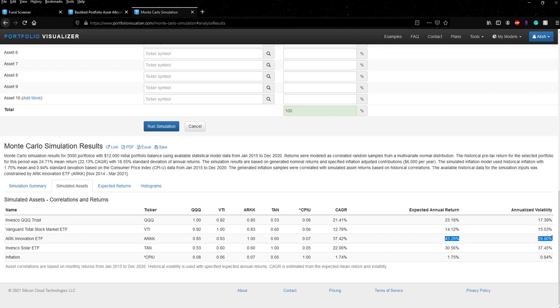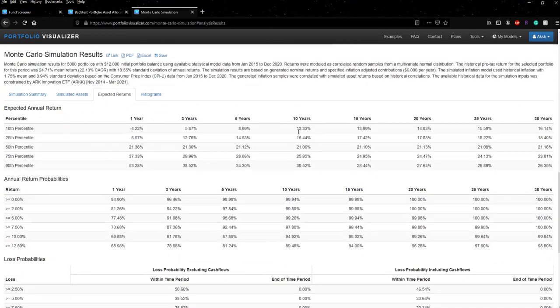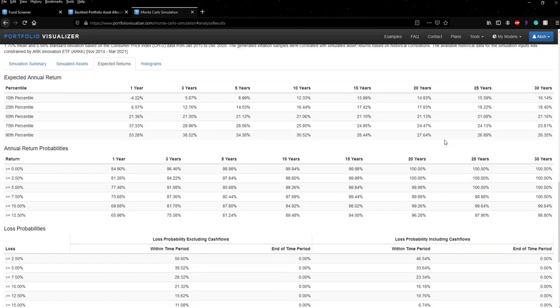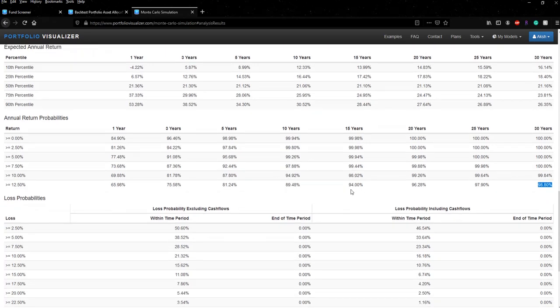expected return and higher volatility. This Vanguard, which tracks the stock market itself, has lower return and the lowest amount of risk. We could look at the expected returns by different years, for example 1 year, 3 year, 5 year returns. What is the probability of earning a particular return or a higher? For example, you could expect to earn 12.5% or higher. Your chances of earning that much return is almost 99% over the next 30 years according to Monte Carlo simulation.